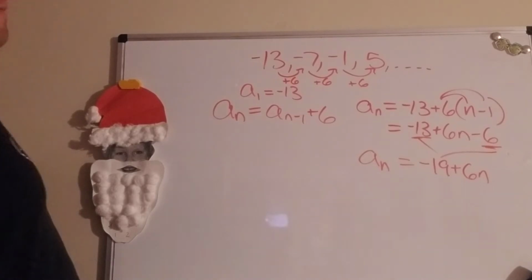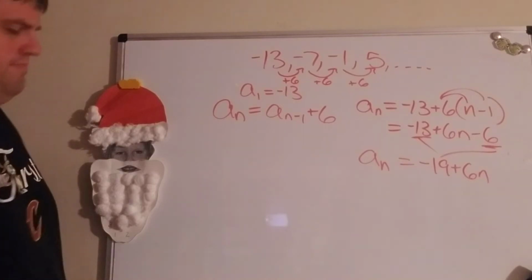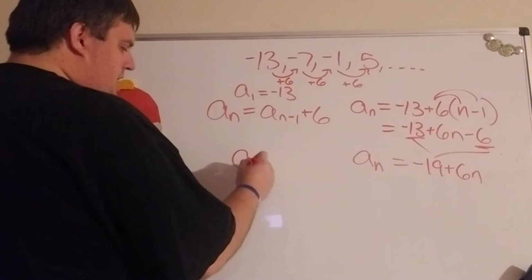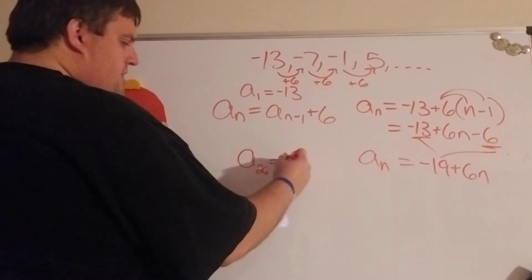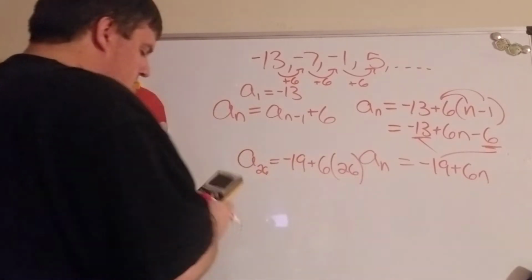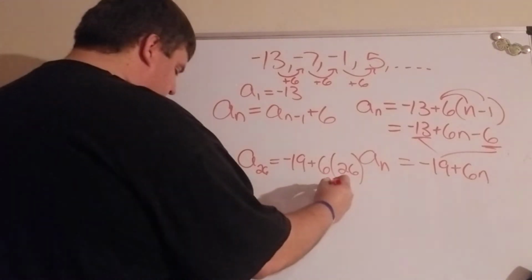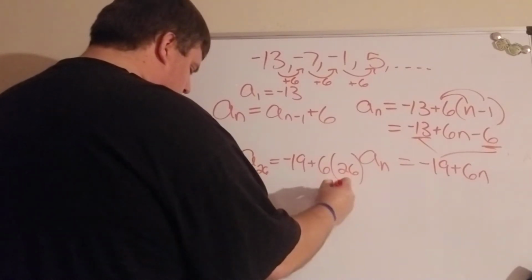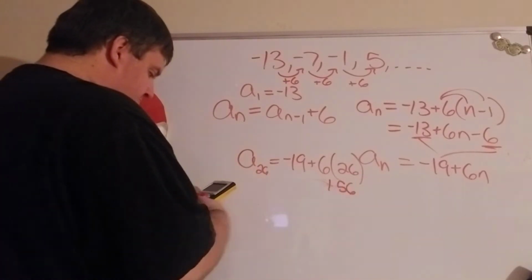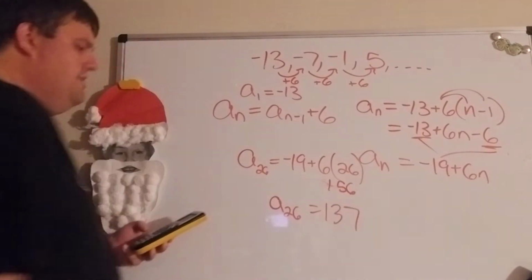And then, if I want to find, what was it on this one? This one we wanted the 26th term. Okay, so for the 26th term, a of 26, we're just going to take this formula and plug 26 in. So let's see, 6 times 26 is 156, plus negative 19, and a sub 26 gave me 137.